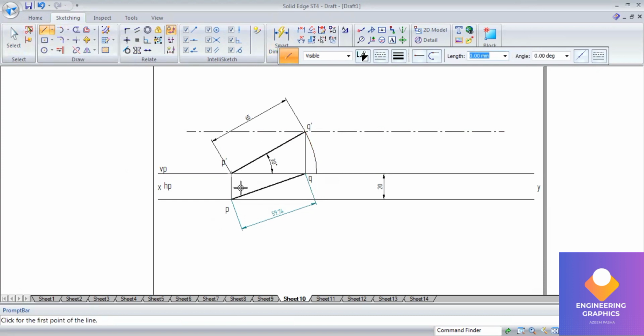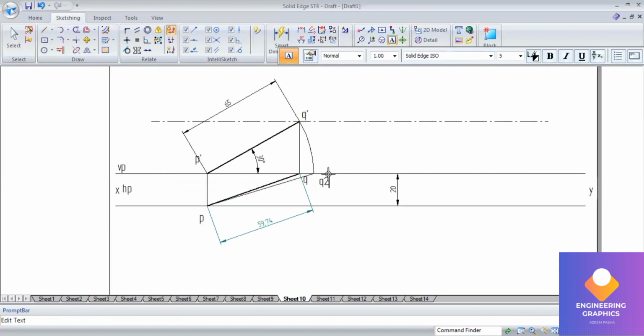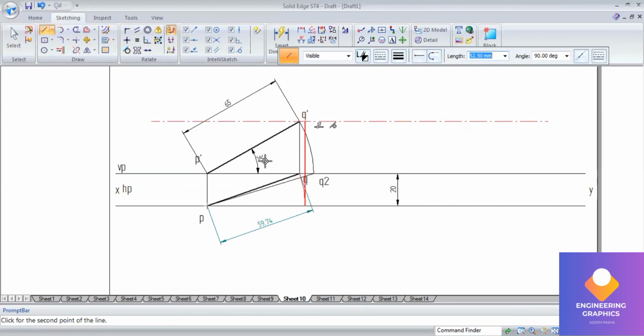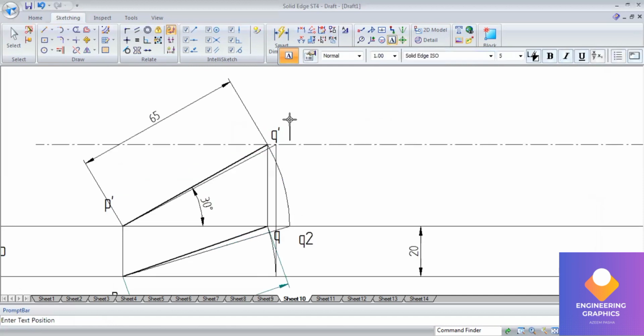Now we have to connect it. Join from P to this end point. This is PQ2. In the same way we will be rotating this PQ. Go to arc by center. Select this length PQ and cut the arc, and now project it upward to get the true length. From here to here you can join. This is PQ1 dash, Q1 dash.